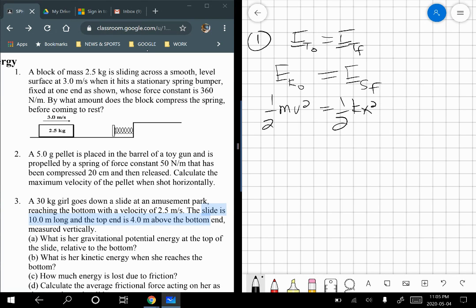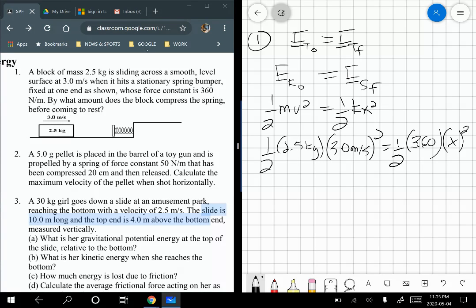The halves cancel out, but I'll just leave them in case you guys aren't comfortable doing that. Mass of the block is 2.5 kilograms. It's 3.0 meters per second. Don't forget that that's squared. The stiffness was 360 newtons per meter, but I'm going to leave that out because I'm running out of space. And we want to find out by how much it compresses. Remember, the x is the spring compression. So that's what we're trying to solve for.